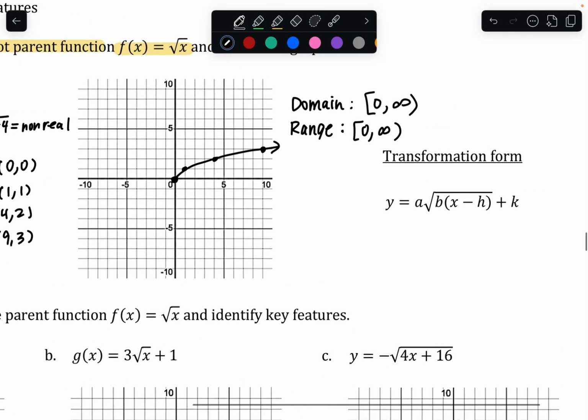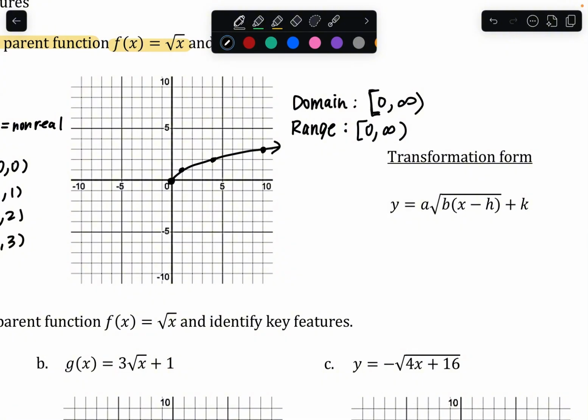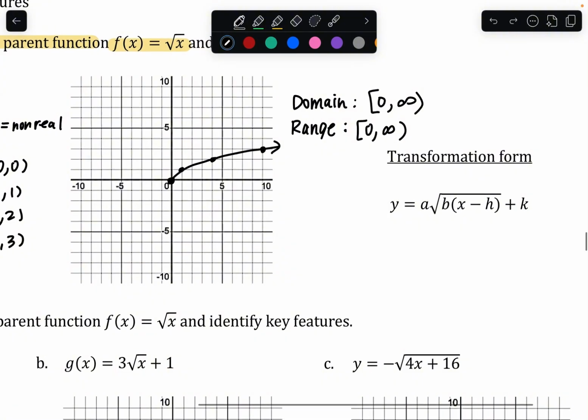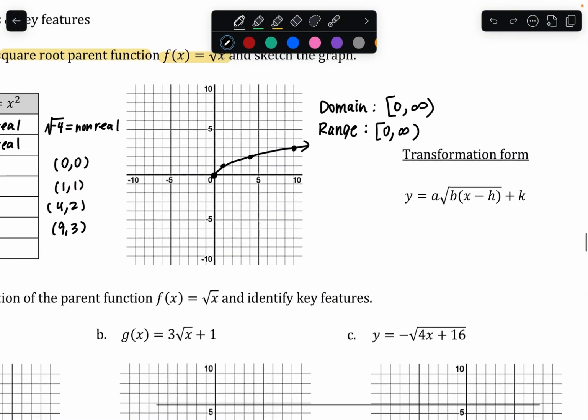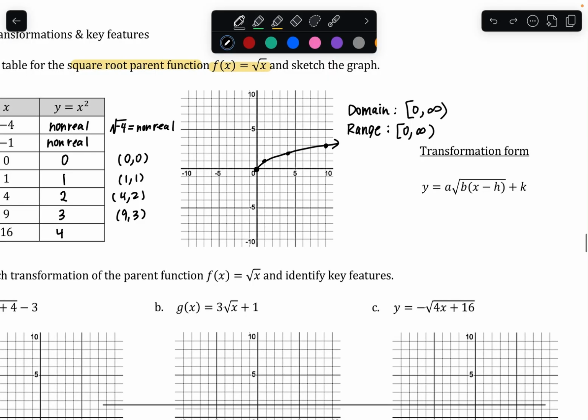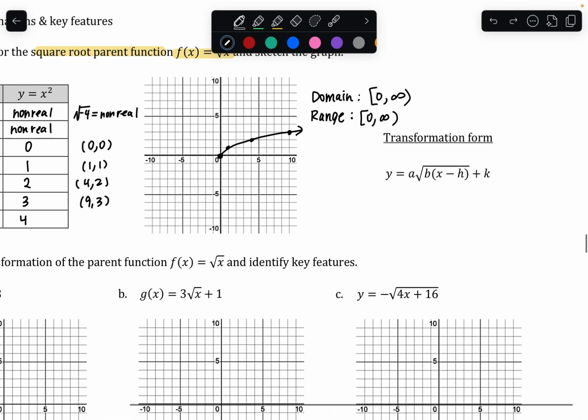And notice I'm using a bracket for this interval notation because we do equal to 0. It's not a hole, it's not an asymptote situation. And so we do want to use a bracket instead of a parenthesis.